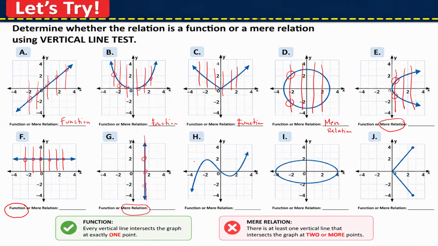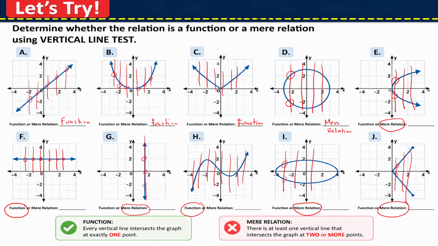Next one. Okay, letter H. This is a function. I. Okay, for letter I, this is now a mere relation. And then last one. Okay, still this is a mere relation.